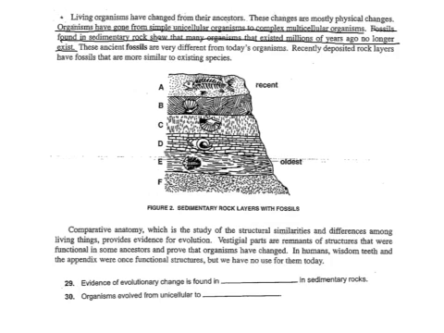Vestigial parts are remnants of structures that were once functional in some ancestors and prove that organisms have changed. In humans, wisdom teeth and the appendix were once functional structures, but we have no use for them today. Another example of a vestigial structure in a human is the tailbone. If you feel down at the base of your spine, you can feel your tailbone, but we do not have a tail. That is a vestigial part or a remnant of a function from our ancestors.